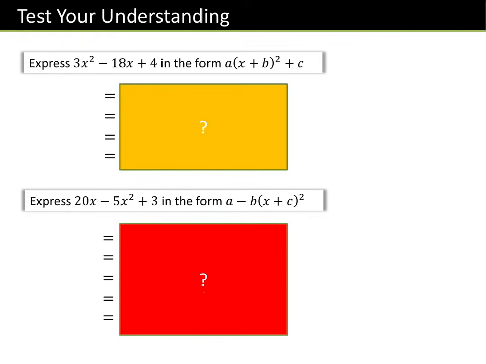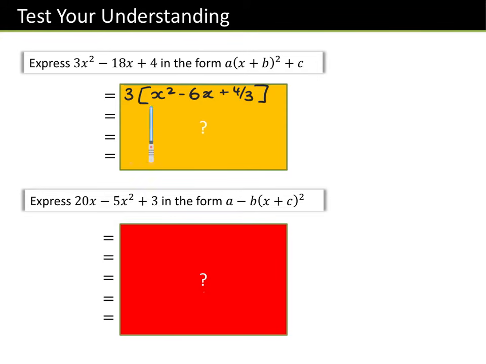I've given you 10 minutes, which is a lot more than really I would normally give. So, step 1, 3x squared minus 18x plus 4. The coefficient in front of the x squared is a 3. So first of all, I need to divide everything by 3. So I'm going to get 3 bracket x squared minus 18 divided by 3 is minus 6x. 4 divided by 3 is plus 4 over 3.